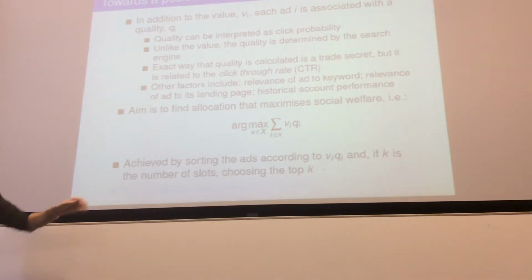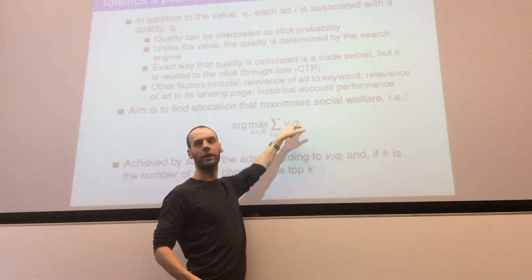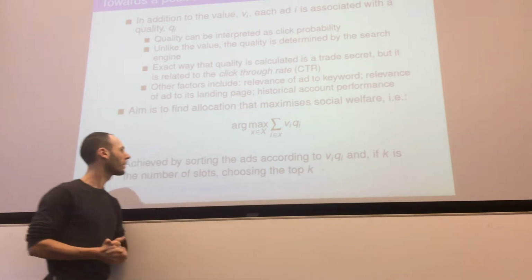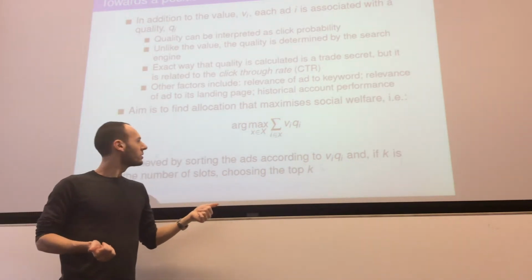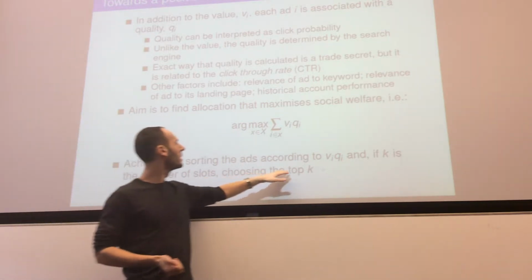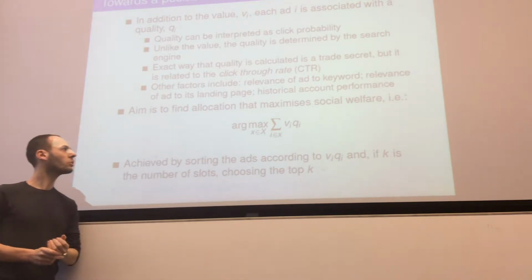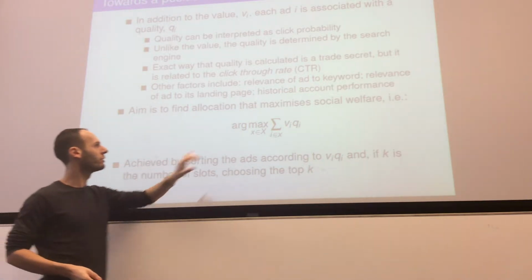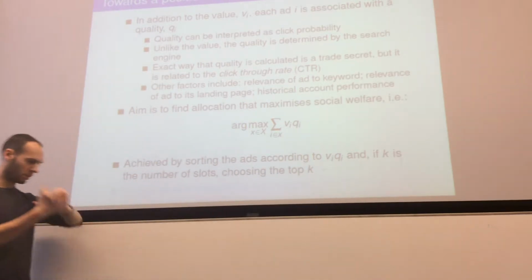So we can simply sort all the ads according to the product of VI and QI. And then suppose we have K slots, so maybe 10 slots to advertise, then just rank them according to this product here. Okay? So that maximizes the social welfare, if we agree that this is the social welfare.